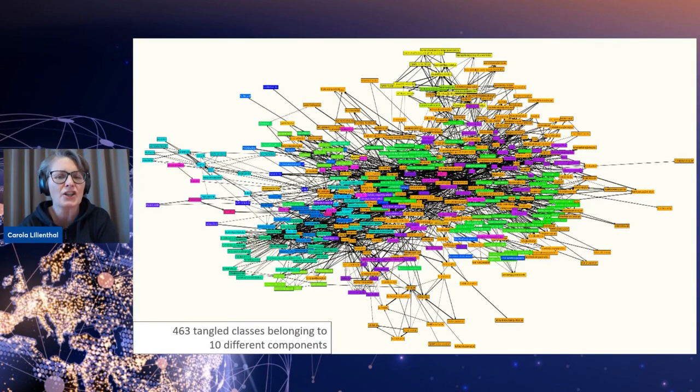This is a large entangled class cycle with 463 classes belonging to 10 different components. Each rectangle here is a class in Java, and the colors of the rectangles indicate which component a class belongs to. The relationships between the classes are represented by the arrows between the rectangles.